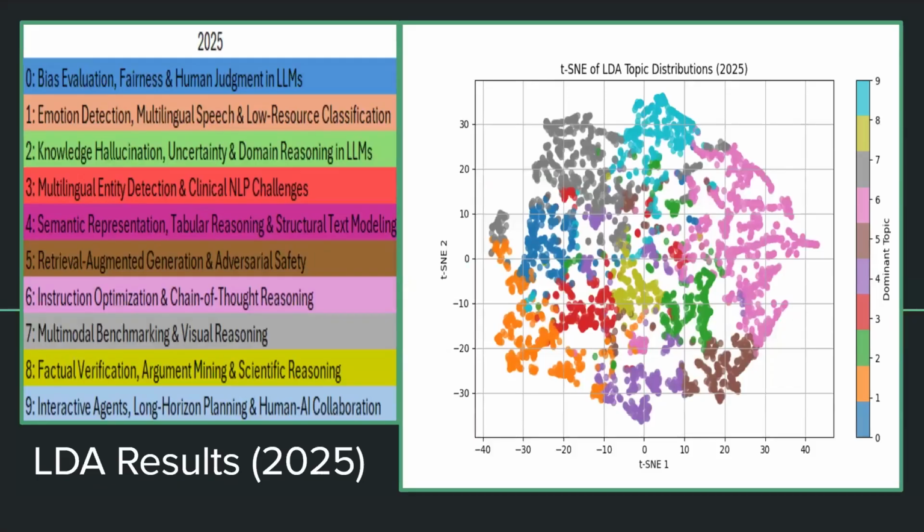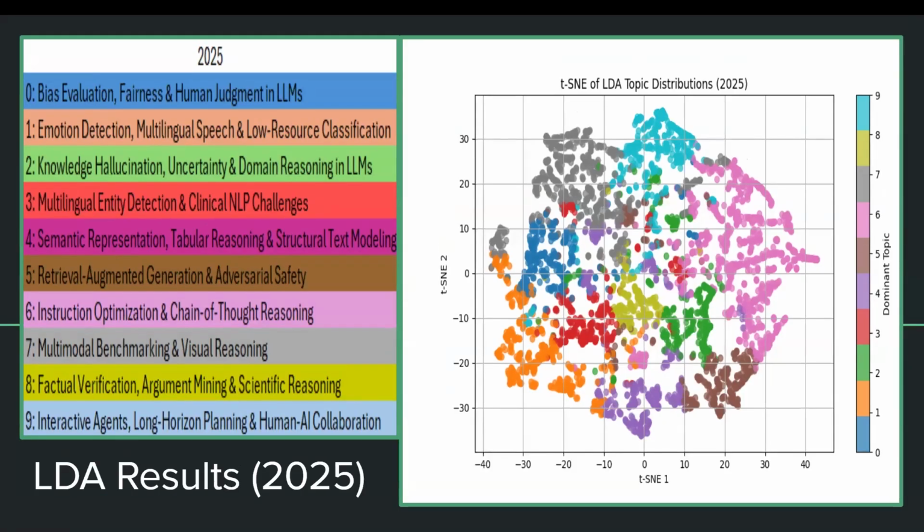So this is the 2025 results for our LDA model with visualization from t-SNE. Some insights you can gain from this graph is that topics 0, 1, and 3, the bias evaluation, emotion detection, and multilingual entity detection, are all around the bottom left and are seemingly related to human diversity, ethics, and sensitivity.